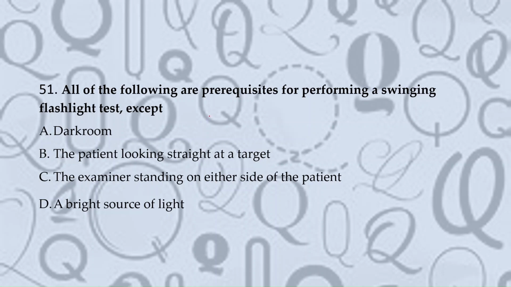So how do you swing the light from one eye to the other? How long do you keep it? The light is kept for around 2 to 3 seconds on each eye, and the torch is moved briskly to the other side, not bringing the torch in the field of view of the patient.